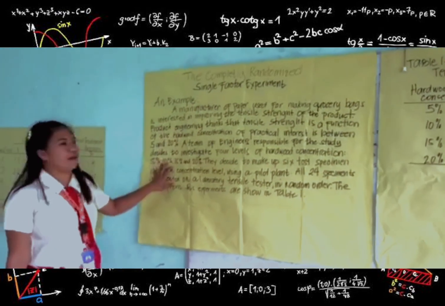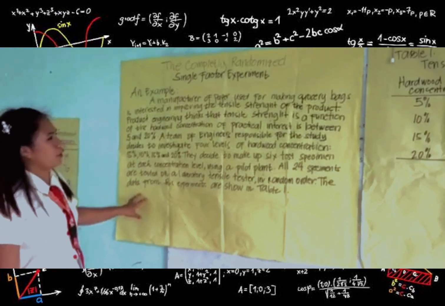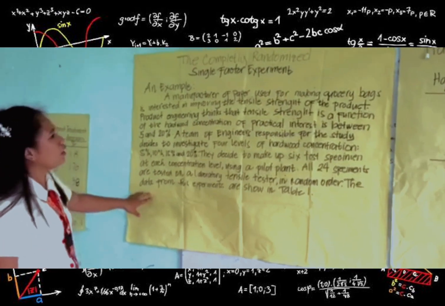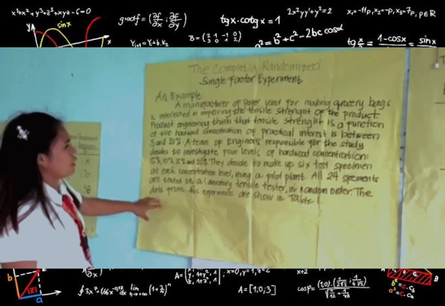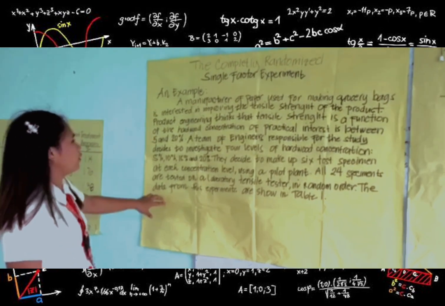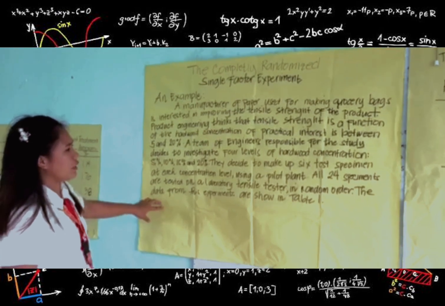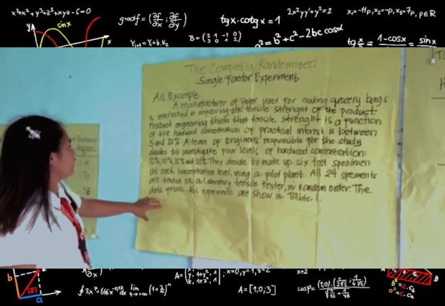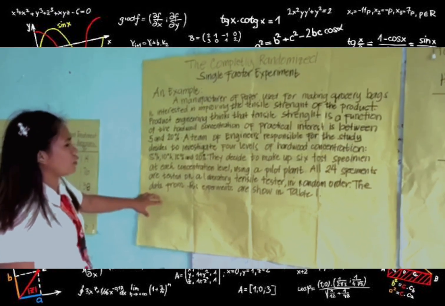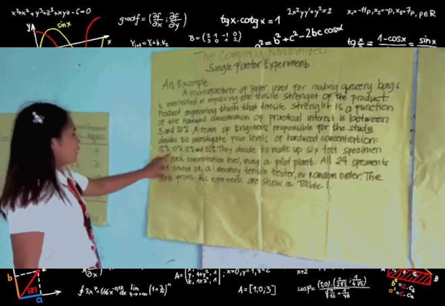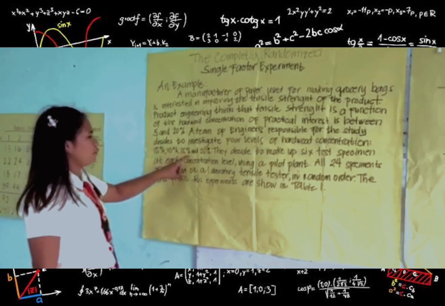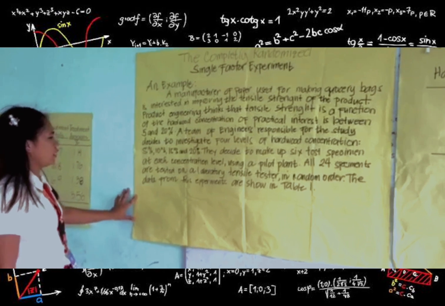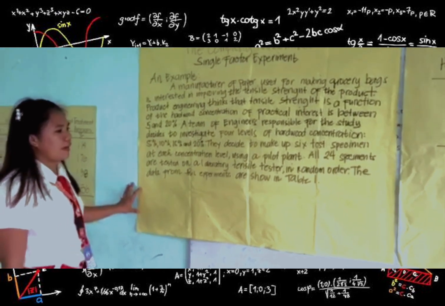So here is the problem. A manufacturer of paper used for making grocery bags is interested in improving the tensile strength of the product. Product engineering thinks that tensile strength is a function of the hardwood concentration, of practical interest between 5 and 20%. A team of engineers responsible for the study decides to investigate 4 levels of hardwood concentration: 5%, 10%, 15%, and 20%. They decide to make up 6 test specimens at each concentration level using a pilot plant.